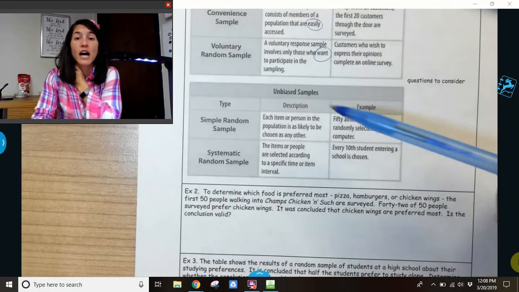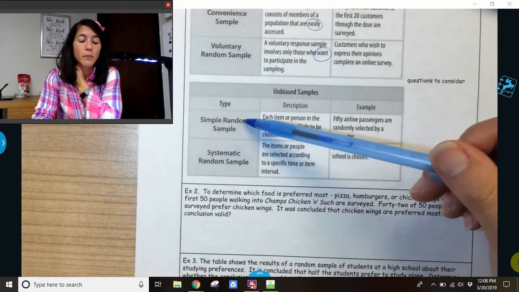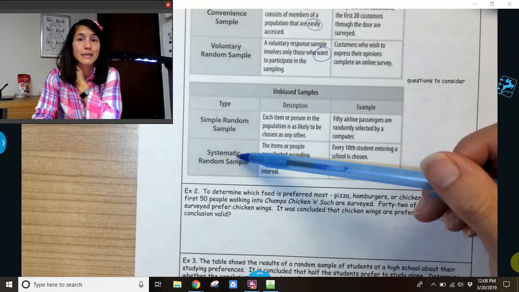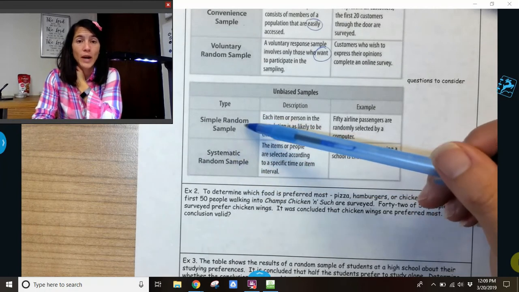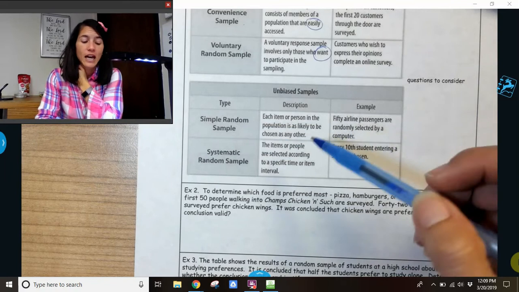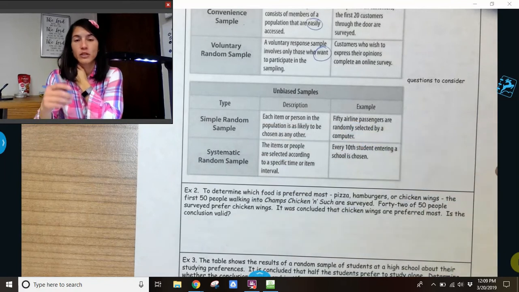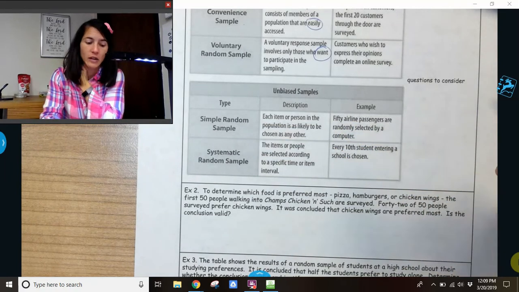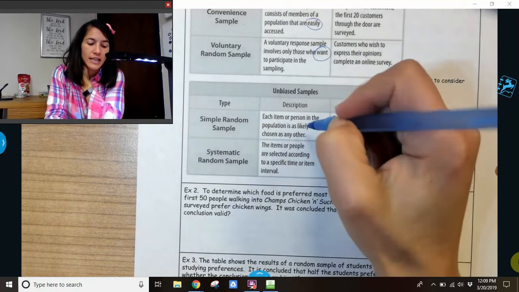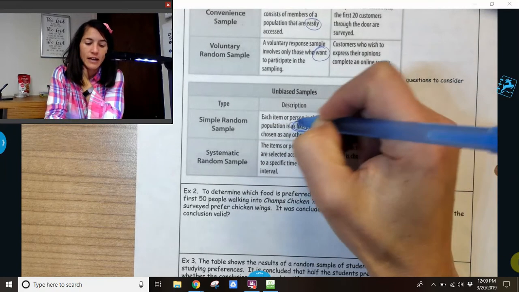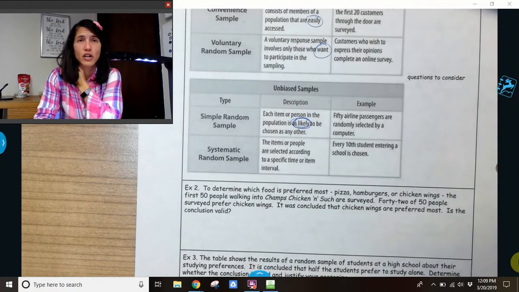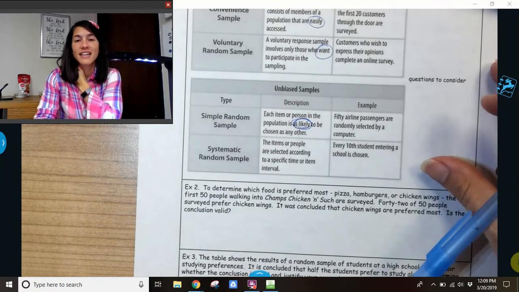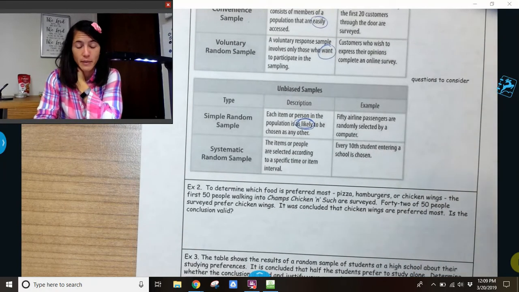All right. Now, unbiased. We have two. A simple random sample and a systematic random sample. Simple random sample would just be like a computer randomly choosing, or you pull tickets out of a hat or something like that. Each item or person is as likely to be chosen. It's just random and it's simple. It could be computer generated, it could be tickets, it could be sticks. Everybody has the same chance to be picked.